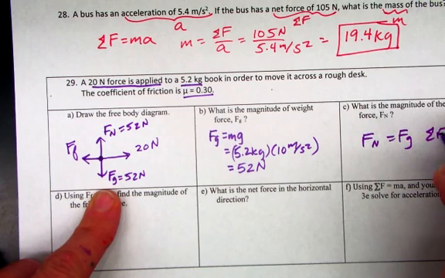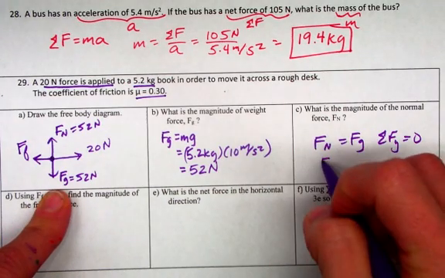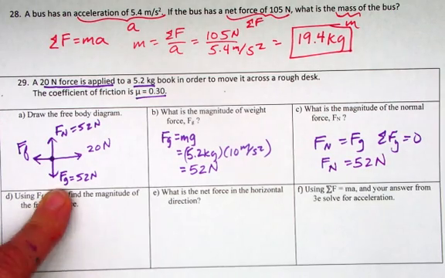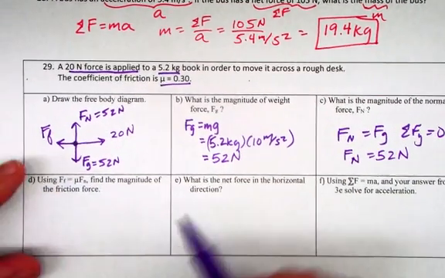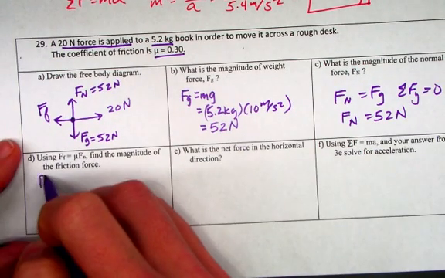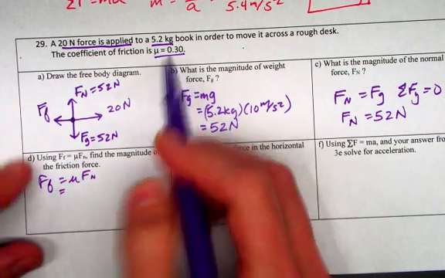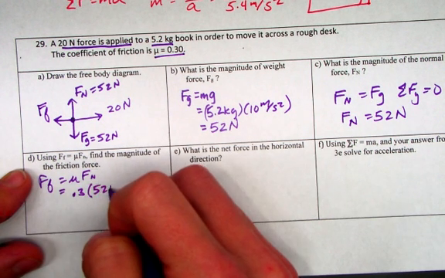Then we want to use this equation for friction to find the magnitude of the friction force. So friction equals mu Fn. Mu is given in the problem, 0.3 times 52 newtons, what we just solved for. So 0.3 times 52, the force of friction is 15.6 newtons.